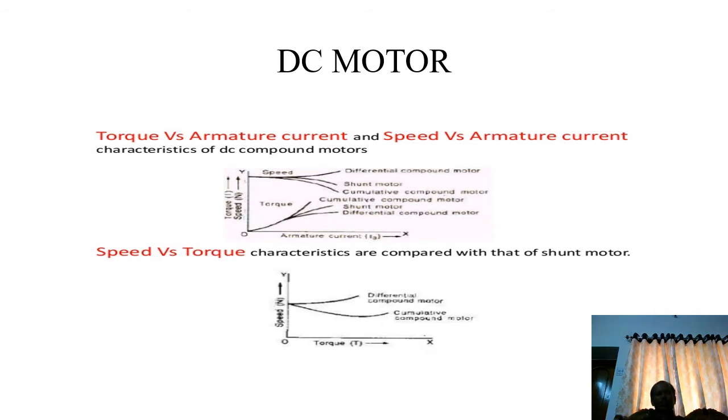Now you can observe the characteristics. This is the speed, torque versus armature current characteristics. So this is torque versus armature current in case of the shunt motor, this characteristic.